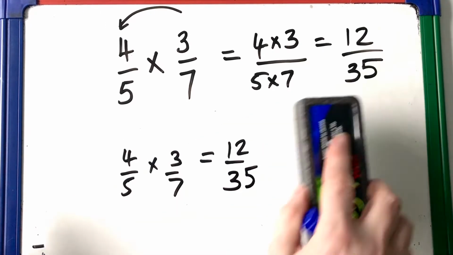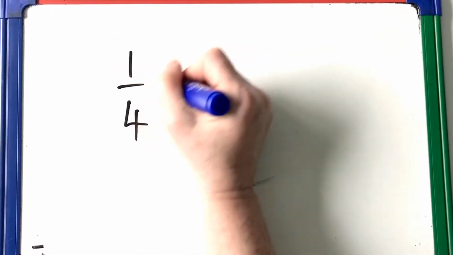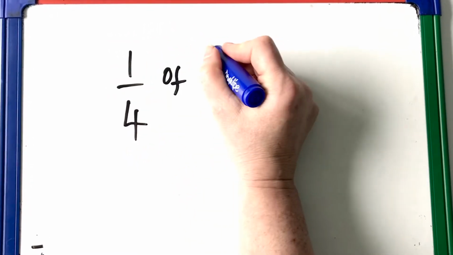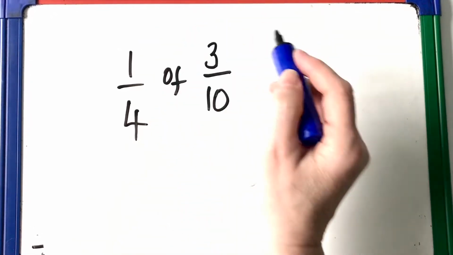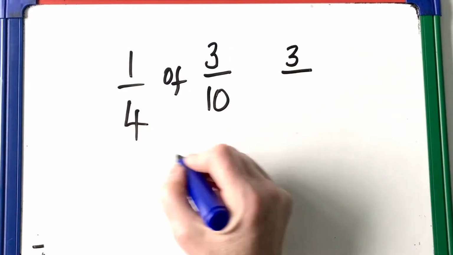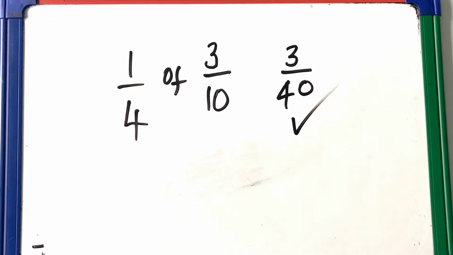I'll do another one. I hope you've got your pen and paper because you'll be doing some in a minute. Let's say I wanted 1/4 of 3/10. Multiply the tops, multiply the bottoms. Can I cancel it down? No, that's it. Multiplying fractions is actually the simplest of operations with fractions because you just remember multiply the tops, multiply the bottoms.